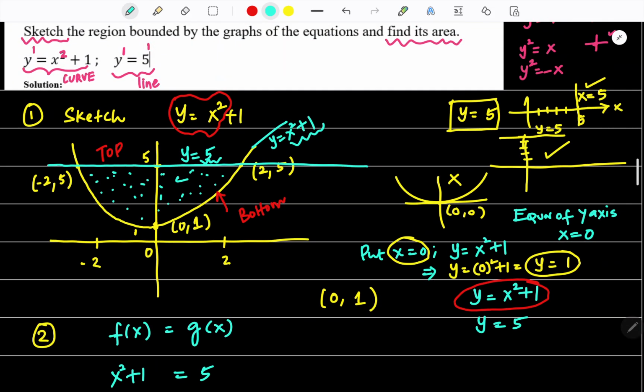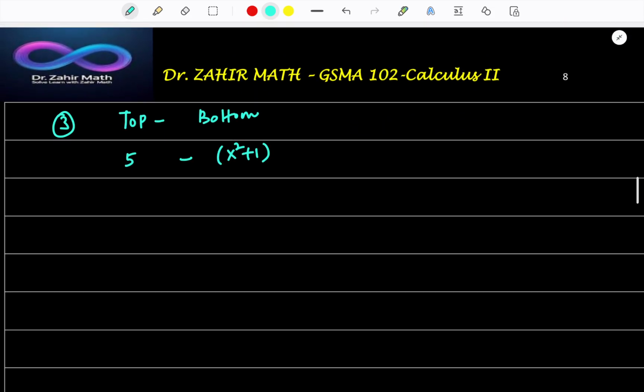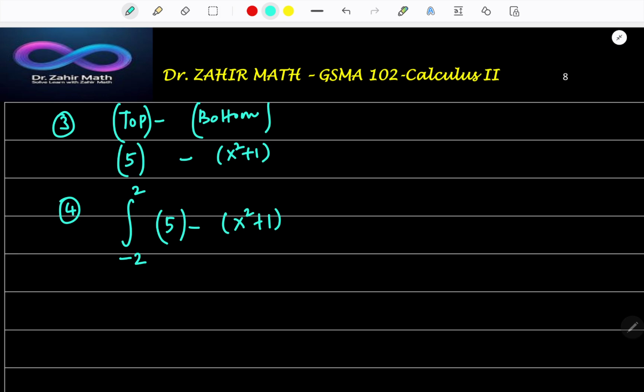Let me talk about now the values of x. So it goes from here, it goes up to here. So this is the point for x and this is y. Take the x points. Always go from left to right. So minus 2 to plus 2. So step number 4 is the integral from minus 2 to plus 2 of 5 minus bracket open x square plus 1, top minus bottom, be careful, into dx.